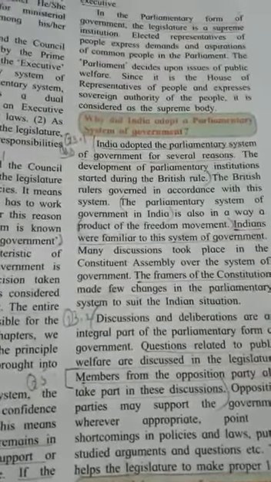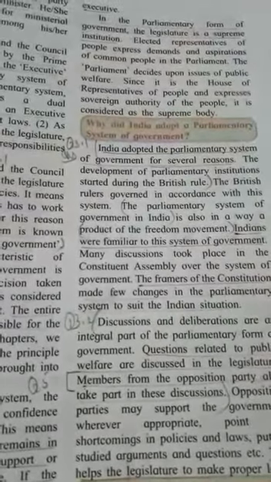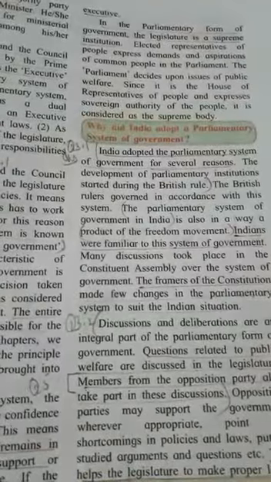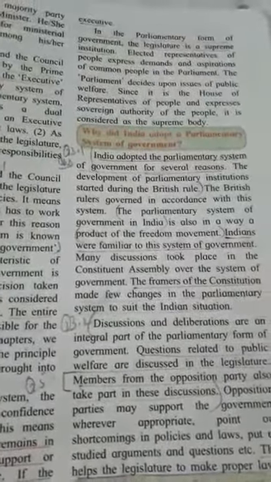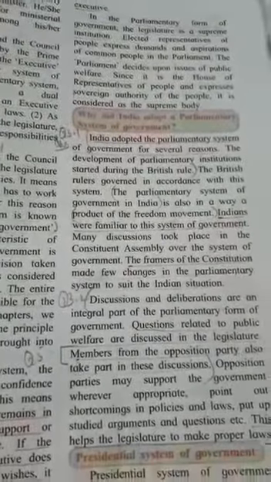Indians were familiar with this system of government. The framers of the constitution made few changes in the parliamentary system to suit the Indian situation.